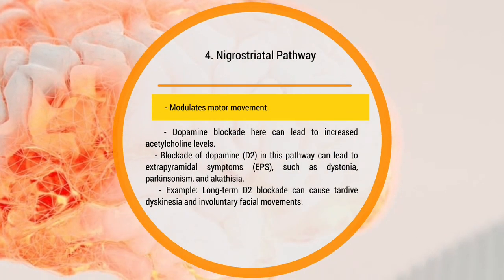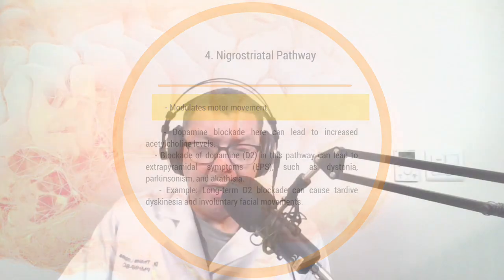Now let's move on to the third pathway. The third pathway is the nigrostriatal pathway, another very important one. Every time you see nigrostriatal, the first thing you think is movement. Nigrostriatal is your movement pathway. You need to know that nigrostriatal has to do with your movement because this is one of the areas that we see most problems with antipsychotics, whether it's the first or second generation.